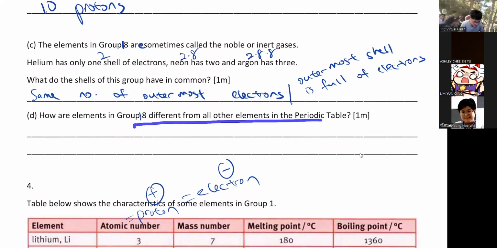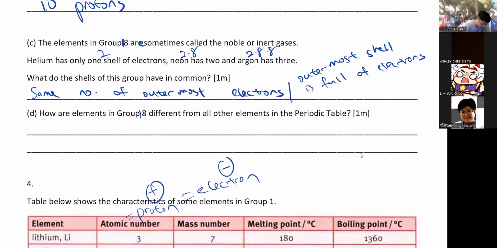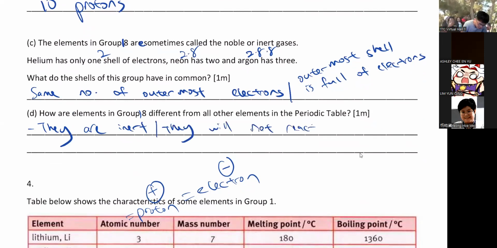All right, so D, how are elements in group 8, group 18, not group 8, different from all the other elements in periodic table? All right, so like I said, they are inert, right? Or they will not react with other elements. 它不会跟任何人产生反应了。No reaction.